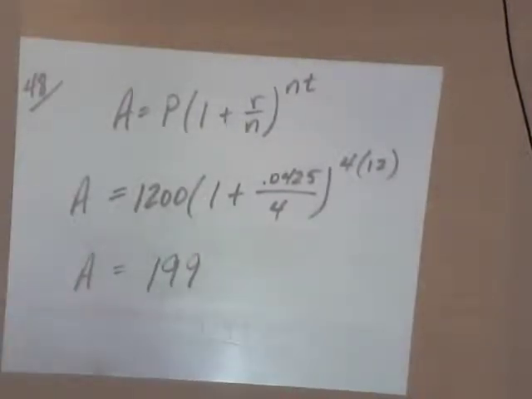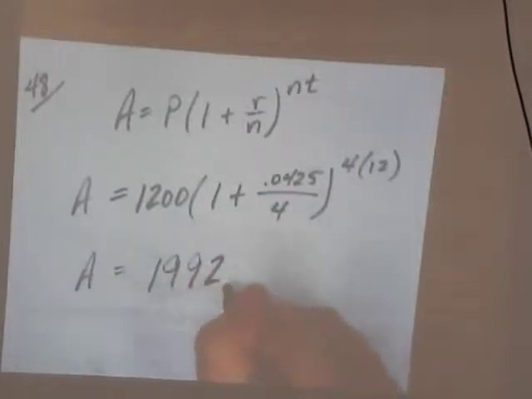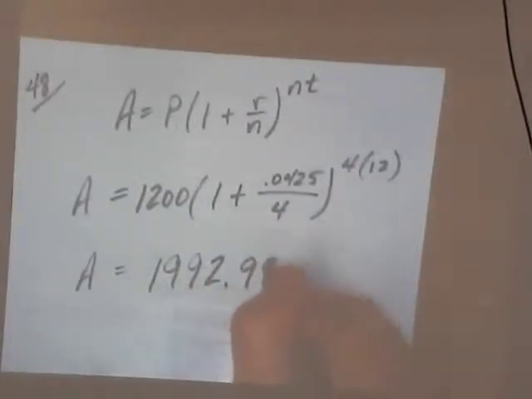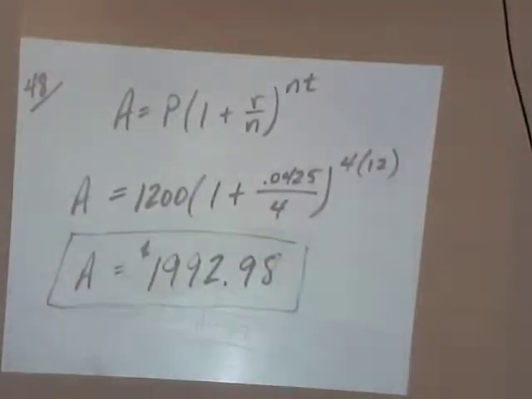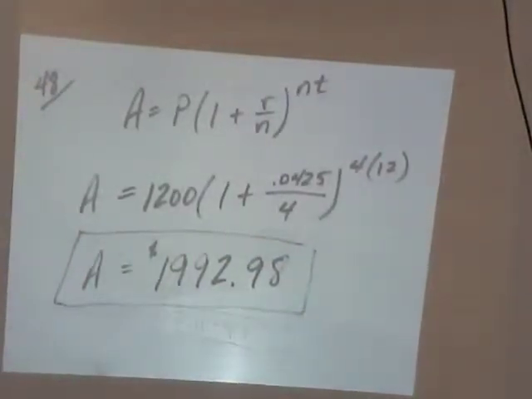Does it say round to the nearest penny? Any questions? Everybody okay with getting $1,992.98 on their calculator? Yeah.